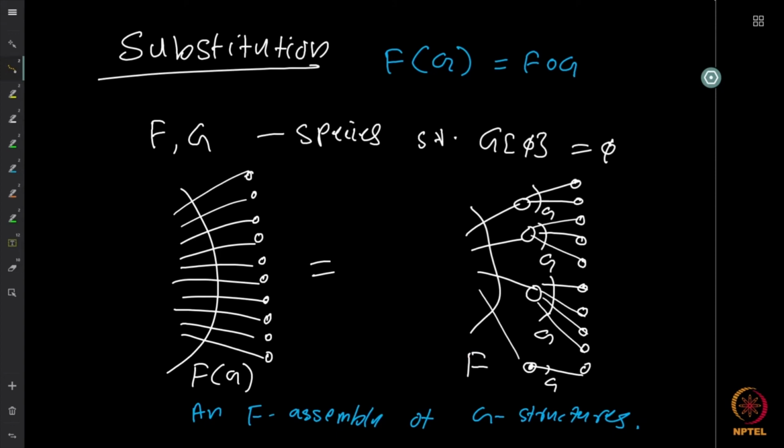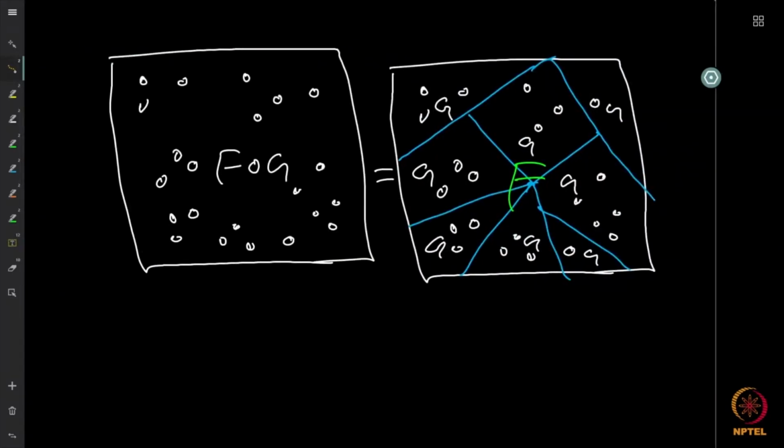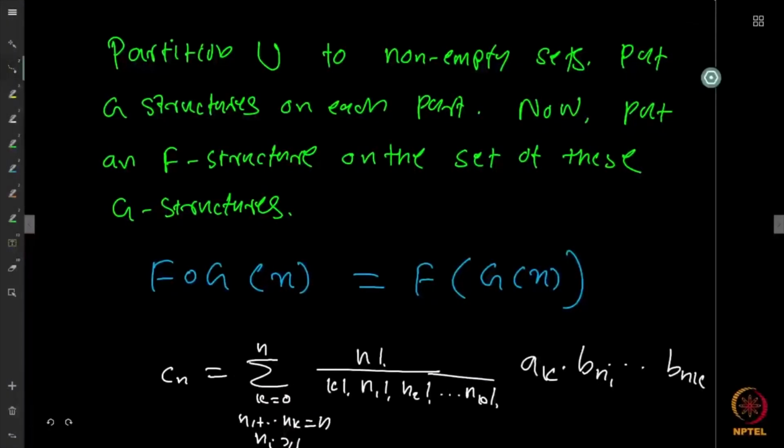Okay, so this is called the substitution. Now another way to represent this is that you have this box representation of F composition G, which is basically you partition the set into different parts, then put G structures on each, and then on these G structures you put an F structure, right? So the same thing. So what we are saying is that partition U into non-empty sets, put G structures on each part, now put an F structure on the set of these G structures. That is, F composition G of X is equal to F of G of X.